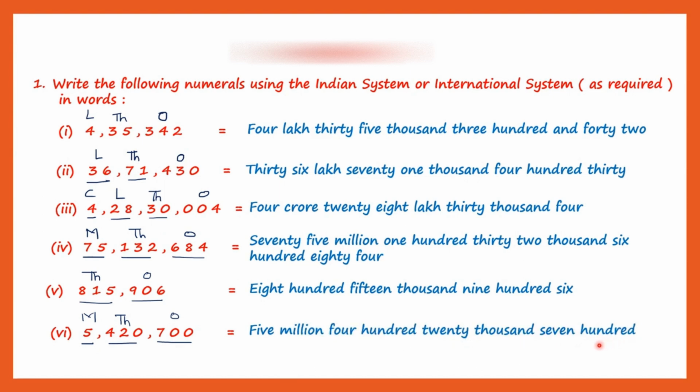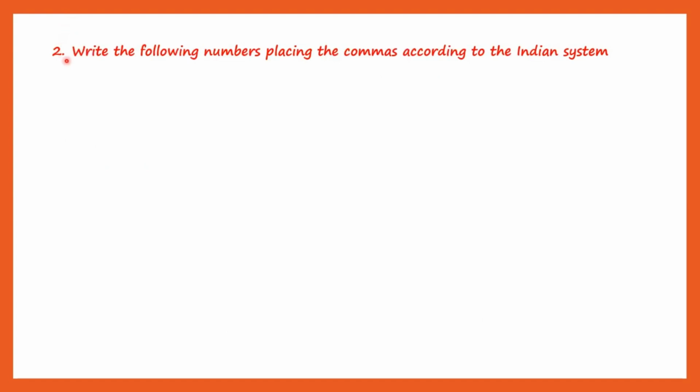5,420,700. So this is how we write in the Indian or the international systems. Question 2. Write the following numbers, placing the commas according to the Indian system. So we have the first number here. Now we have all the digits here. We are going to place commas according to the Indian system.